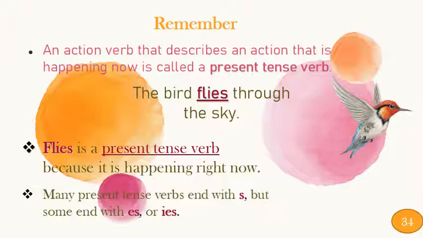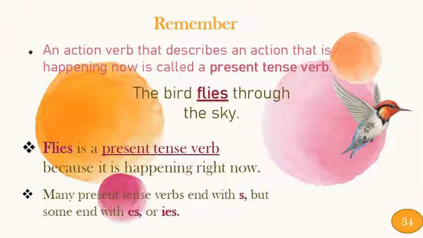Many present tense verbs end with s, but some end with es or ies. This is something not new for you because I know that you have previously covered the simple present tense. When we have a singular subject and we have a verb in the simple present tense, then we have to add s, es, or ies. It depends on the ending of the verb.